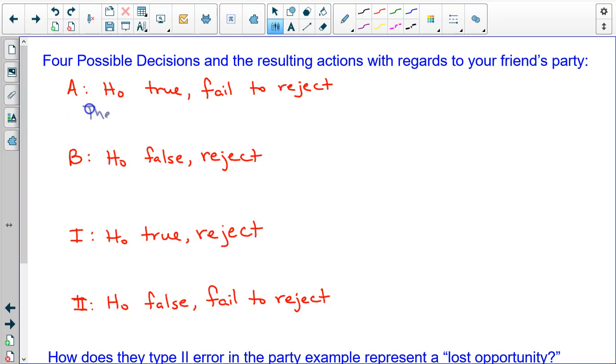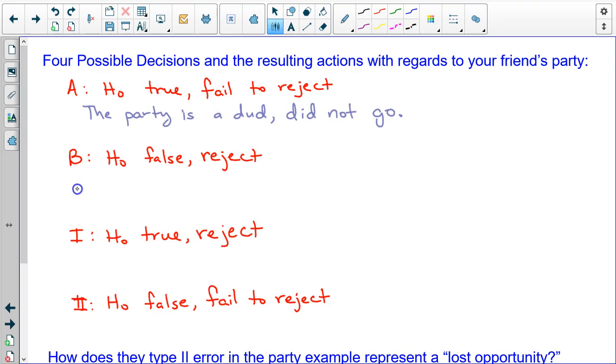It's very simple. The party is a dud. But we failed to reject that, which is good, right? So if we know that it's a dud, we didn't reject that, we failed to reject it, what are we going to decide? Are we going to attend or not? No, so we did not go. The party is a dud. We failed to reject that statement, which means we didn't disprove it, so we're not going to go.